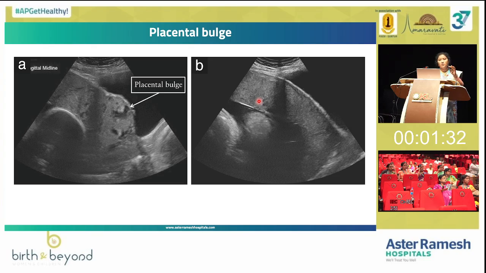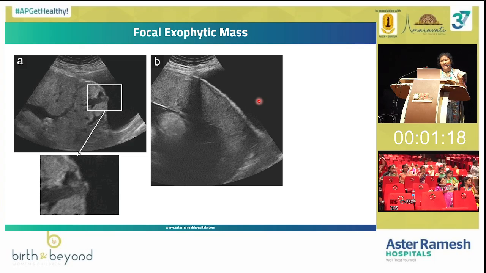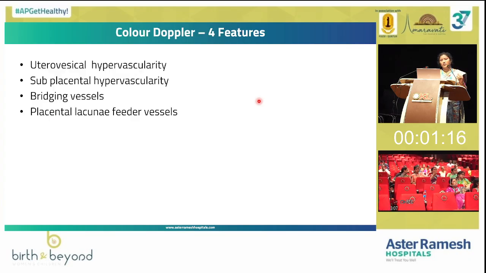Placental bulge. So here you can see a clear line, and here there is a bulge in the placenta. And focal exophytic mass. So in one area there is interruption in the bladder wall. It indicates focal exophytic mass.